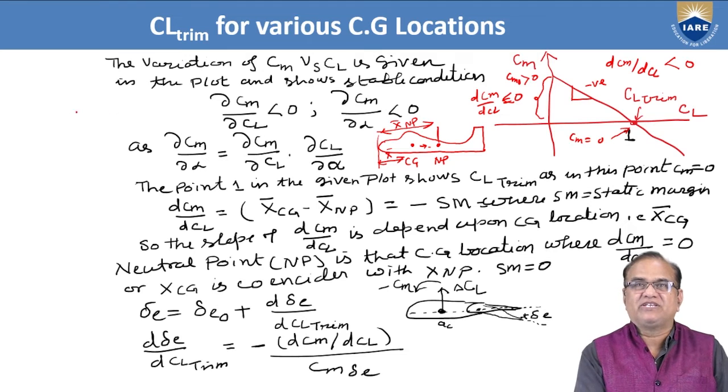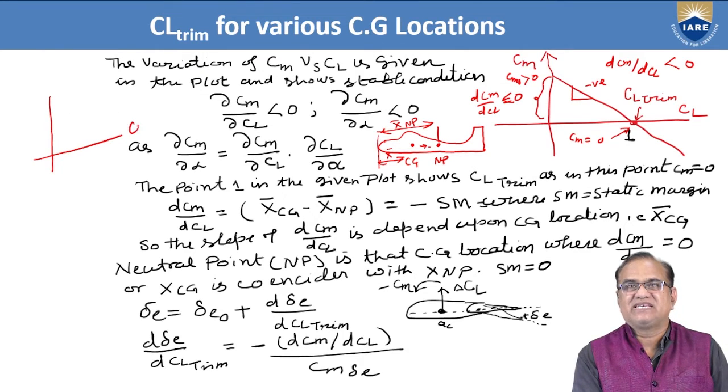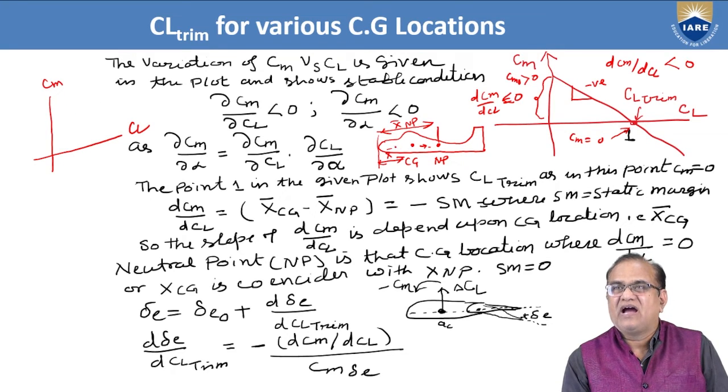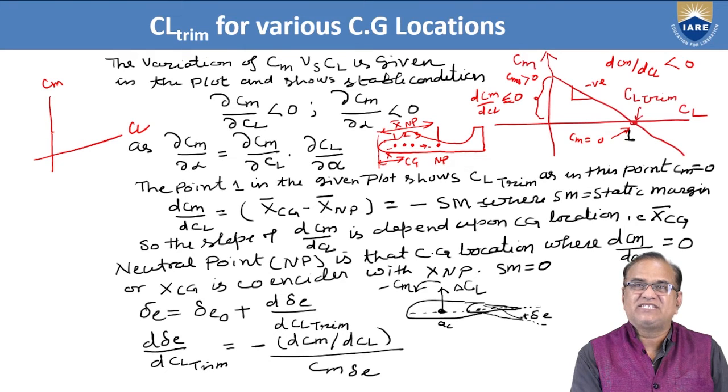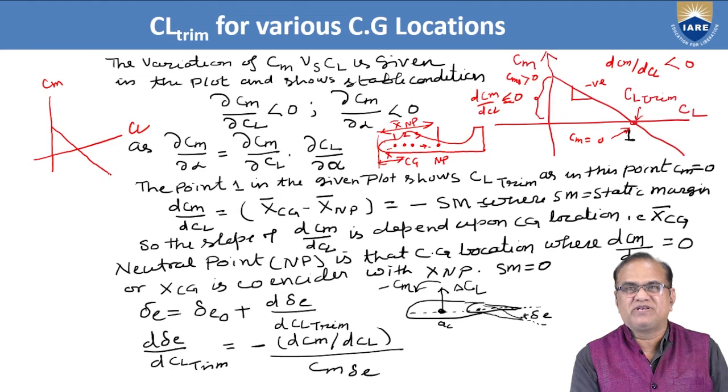if I draw the plot here, just you see, this is the CL and this is the CM, and I am writing here 1, 2, 3 CG locations. If I draw the plot for the 3 CG locations, starting from 1, this is more slope, meaning this is for position 1. Then second is position 2. Then third is position 3.